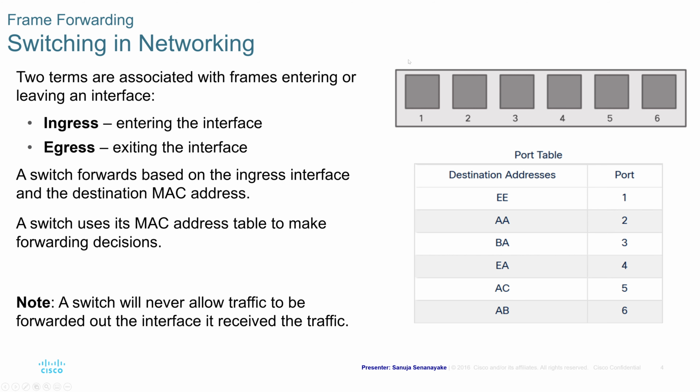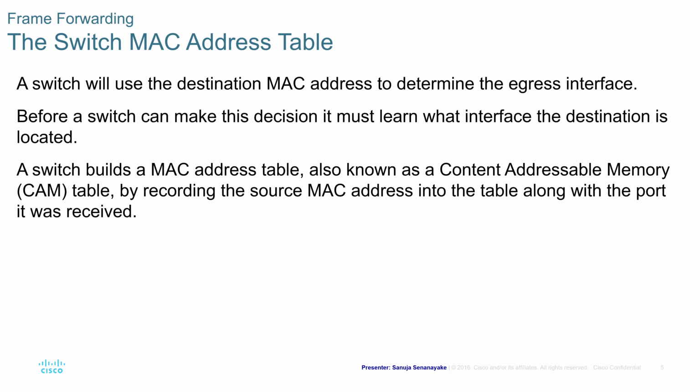So that's how the egress interface will be selected, because the switch will never allow traffic to be forwarded out of the interface on which the traffic is received. And the MAC address table looks like this, where it associates the port number within the switch with a specific MAC address associated with that port. The switch MAC address table.